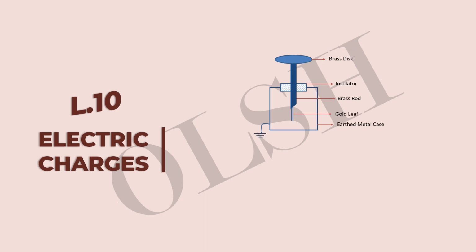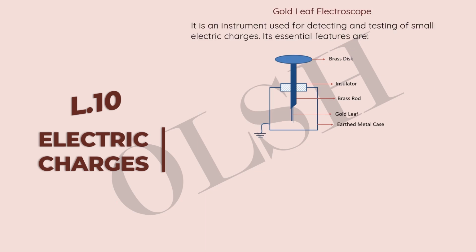So let's talk about the gold leaf electroscope. It's an instrument used for detecting and testing small electrical charges. Its essential features are, of course, the brass disc and the insulator. This insulator is placed here, which of course is in contact with this rod, but it can't exchange charges with this rod because it's a poor conductor. Of course, that's the brass rod I just talked about.